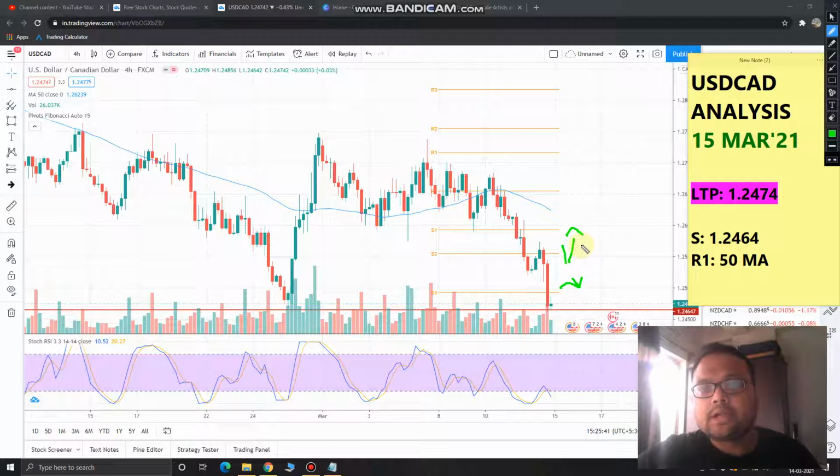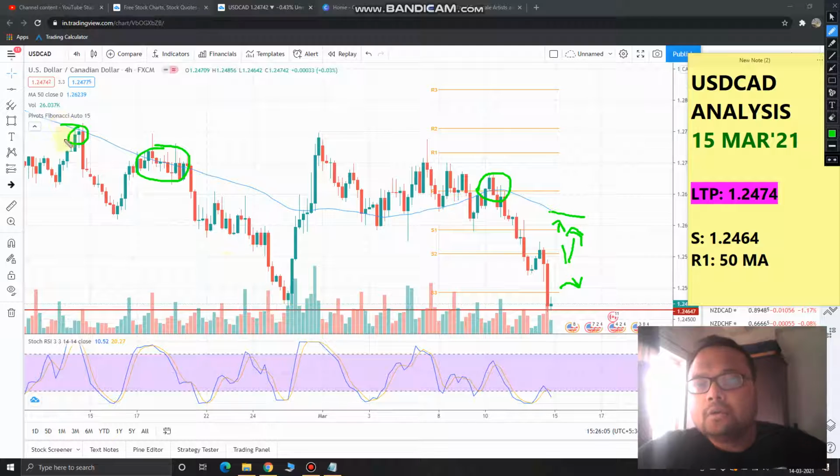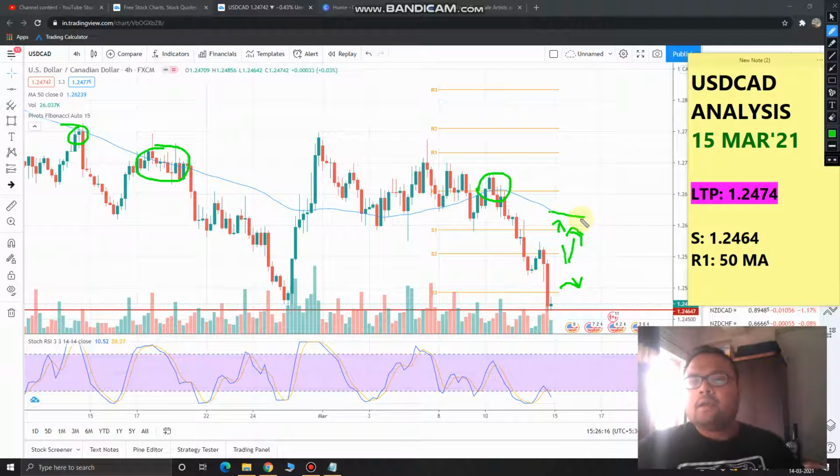In case the market goes up, then let it go and hit the 50 moving average, because the 50 moving average is like a resistance for the market. We can see that here it has acted as a resistance, again here it has acted as a resistance, and here also. So in case the market opens above this line, let the market go up and hit the 50 moving average. When the market hits the 50 moving average, just observe.